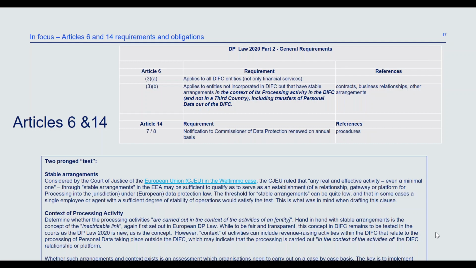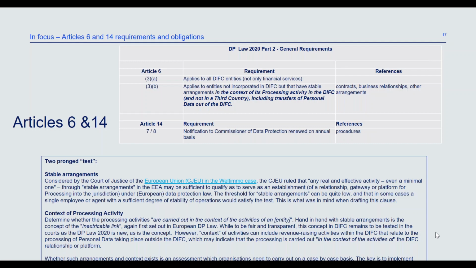So Article 6 talks about applicability, Article 14 talks about accountability, and Article 6 says that it applies to all DIFC entities, not only financial services entities, and the law applies also to commercial permissions, even to companies that are winding down. I mean, any time that you're capable of collecting or processing personal data while you're a DIFC entity, the law applies. And also it applies to entities not incorporated in the DIFC, but that have stable arrangements. And we talk about stable arrangements below.